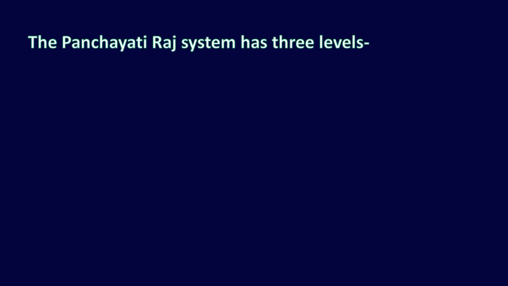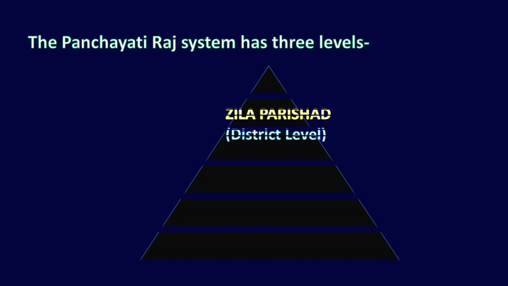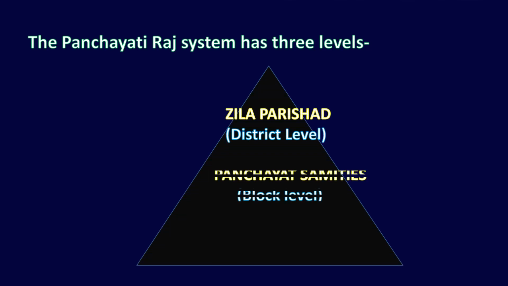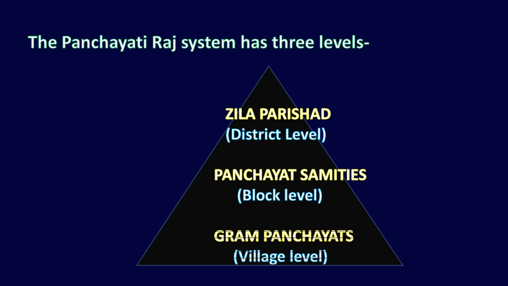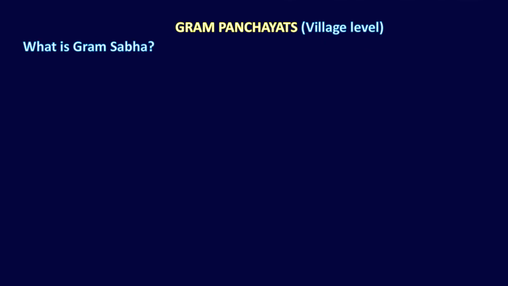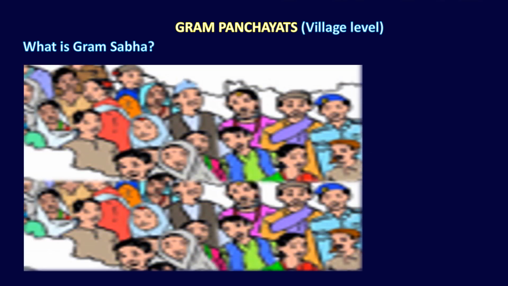So, a modern Panchayati Raj system has three levels: ZILA Parishad at district level, then Block Samiti or Panchayat Samiti at block level, and then Gram Panchayat at village level. So first we will discuss Gram Panchayat at village level. But before we discuss Gram Panchayat, we should know what is Gram Sabha. So Gram Sabha is the meeting of all the people of a village who can vote, or we can say all the people of a village who are eligible to vote are together called a Gram Sabha. So all the people of a village who can vote are the members of the Gram Sabha.